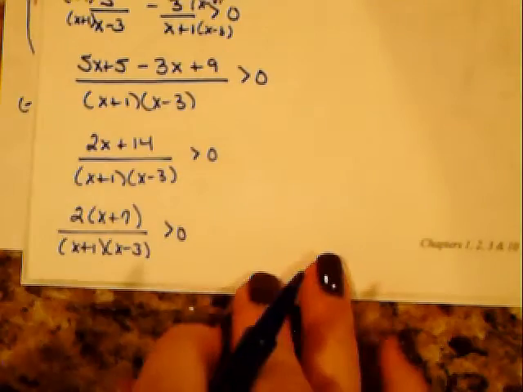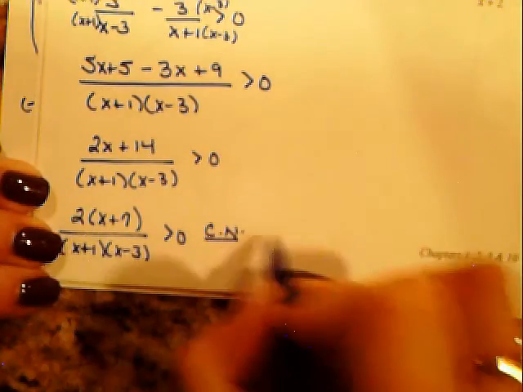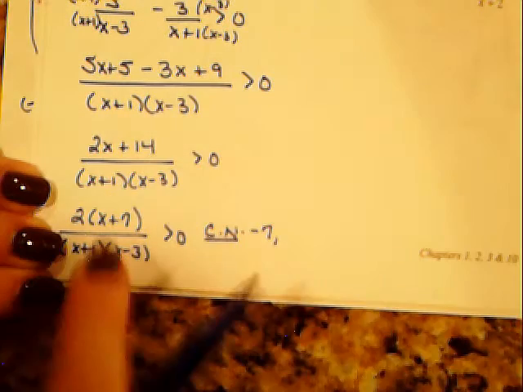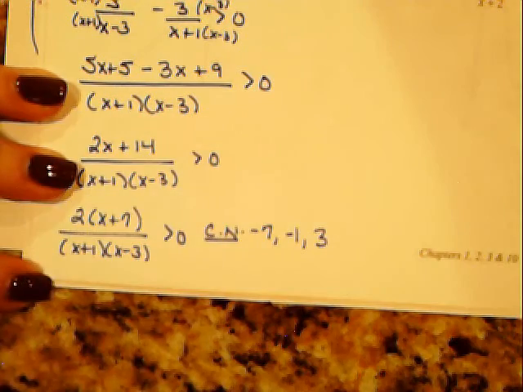Now I should be able to identify my critical numbers. Again, if I set the numerator equal to 0, the critical number is going to be negative 7. If I set the denominator equal to 0, that's going to give me a negative 1 and a positive 3 as my critical numbers.